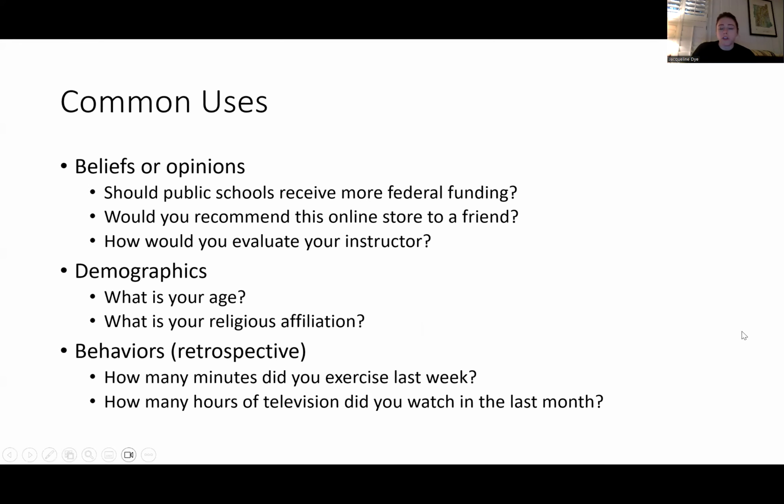Its common uses are to assess beliefs or opinions. So, a couple of examples. Should public schools receive more federal funding? Would you recommend this online store to a friend? How would you evaluate your instructor? Demographics could include what's your age, what's your religious affiliation, and then behaviors, usually retrospective. How many minutes did you exercise last week? How many hours of television did you watch in the last month?